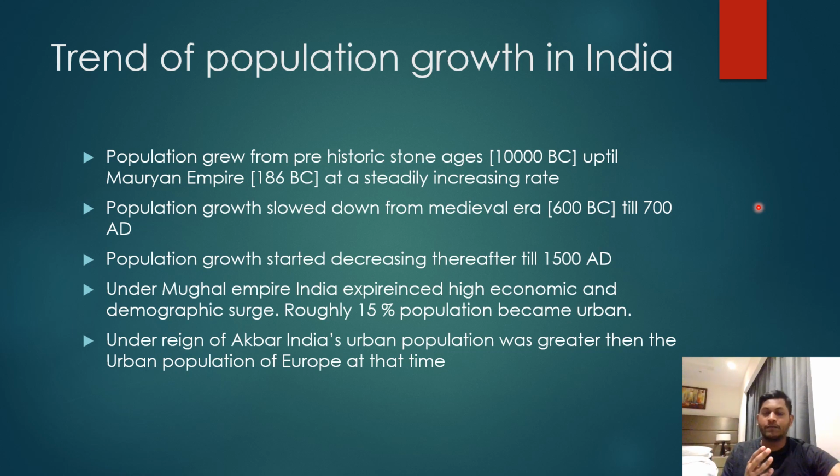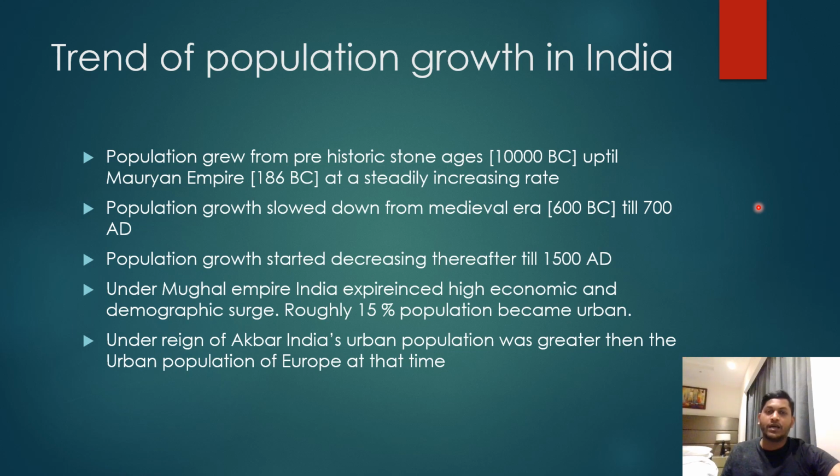So all these sultanates, Khilji dynasties, Iltutmish, Kutubuddin Aibak, and all those persons till Muhammad bin Tughlaq, there have been invasions and constant warfare in different parts of the country. So population growth started to decrease till 1500 AD.